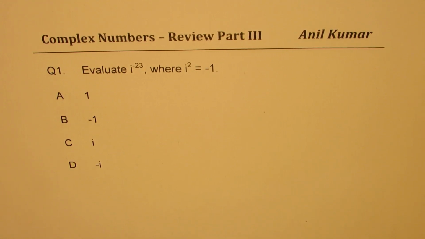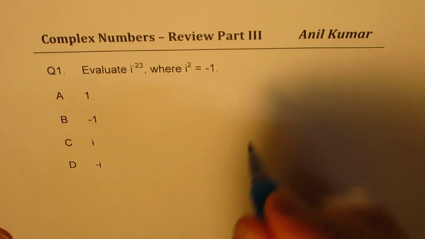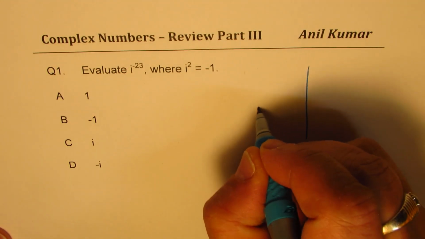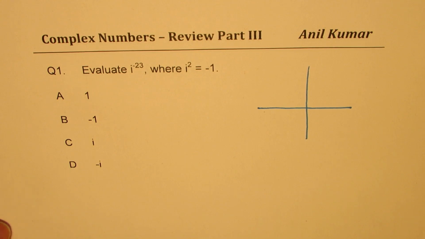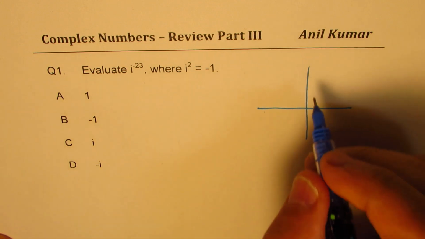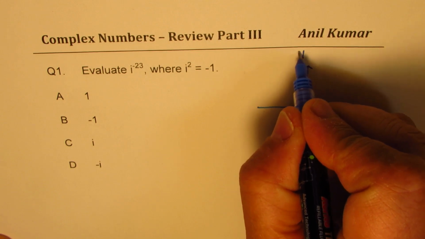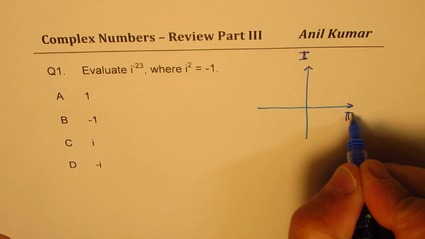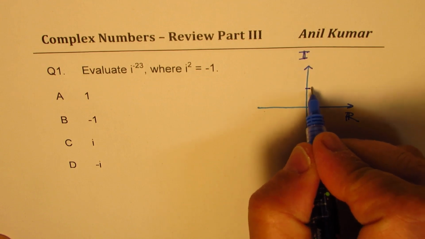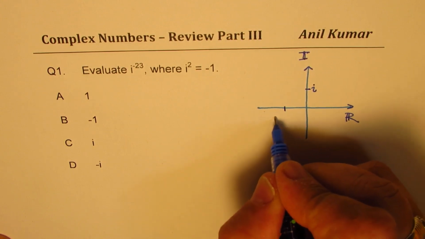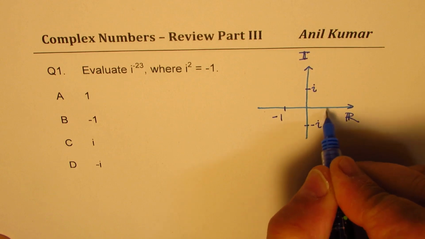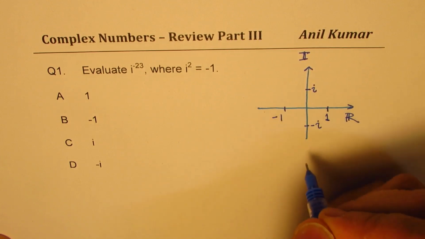Question number 1. Evaluate i to the power of minus 23, where i square equals minus 1. Now in our previous videos, we have told you a strategy, which I am going to show you once again here. However, I'll teach you a new method to find the solution. So if this is the imaginary axis, that is the real axis, right? In that case, we can write i here. So this is minus 1, this is minus i, and that is plus 1, correct? That is how it is.